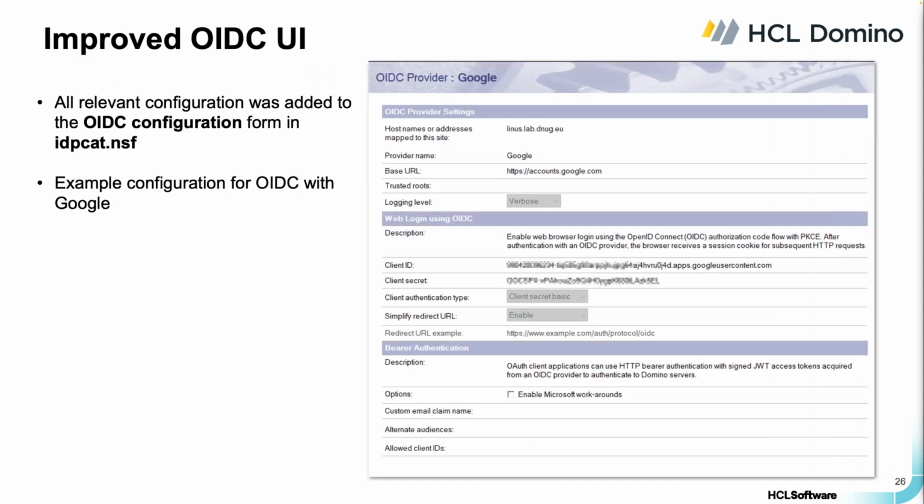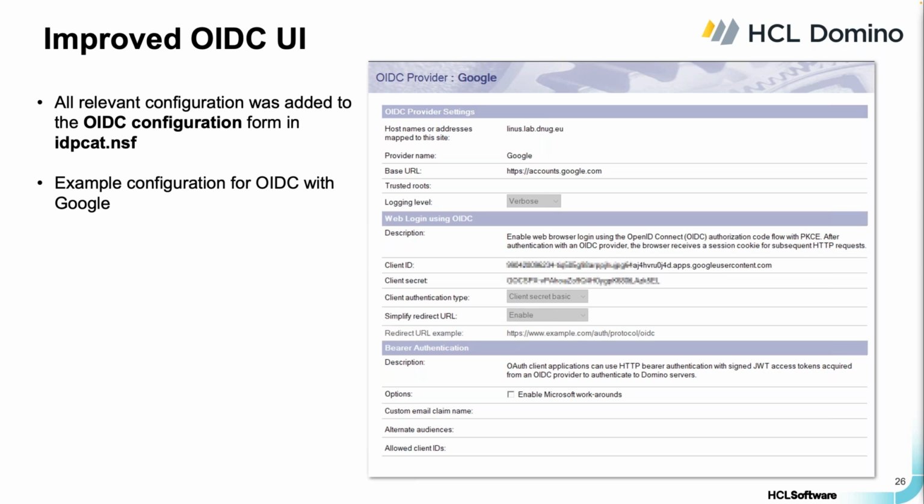in 12.0.2, because the client ID and client secret were configured globally across the entire server, as in notes.ini, you could only configure against one provider for WebLogin with OIDC across your entire Domino server. Now, because that information is configured per internet site, per provider document in IDP-CAT, you could have a dozen different internet sites on your server, each connected to a dozen different OIDC providers, each with their own client ID and client secret. Client authentication type is also a change.